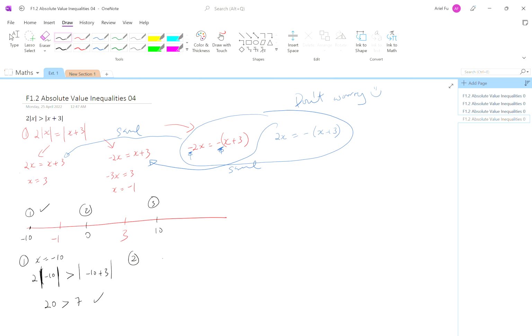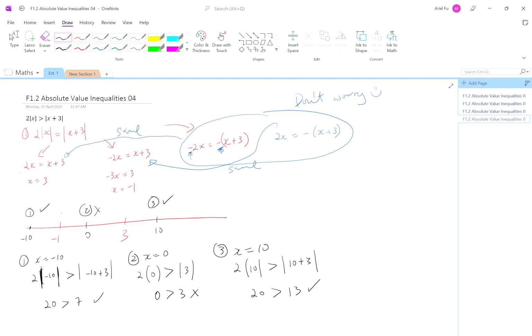For the second part, if x equals 0, then 2 times 0 is 0. The absolute value of 0 is 0. Is it greater than 0 plus 3, the absolute value of 3, which is 3? So is 0 greater than 3? Absolutely not. So I don't want this part. Testing the third region, if x equals 10, I've got 2 times the absolute value of 10, which is 20. Is it greater than the absolute value of 10 plus 3? Is 20 greater than 13? Yep, it is true, so I do want this.